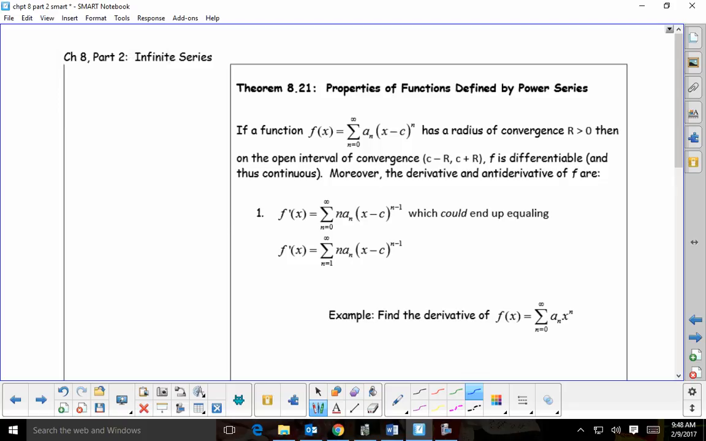Today is derivatives and antiderivatives of Taylor polynomials and power series. Okay? So basically, let this be a function of x.